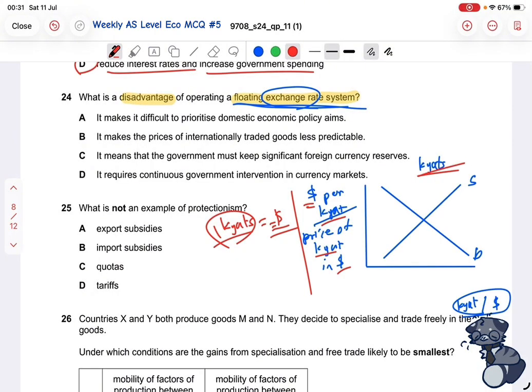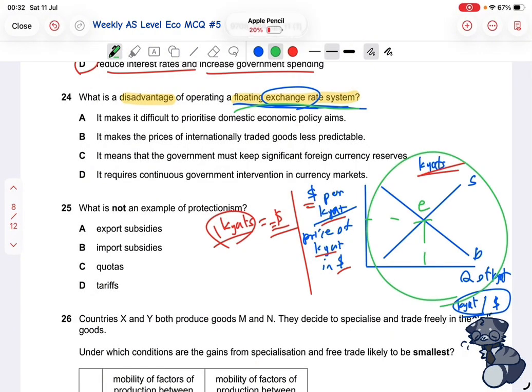And now down here, since it's the foreign exchange rate for kyats, we will be looking at the quantity of kyats. Right, so now we have our equilibrium point as well. So a floating exchange rate system is basically an exchange rate system where the price or the value of the exchange rate is determined by the forces of its foreign exchange markets, or the forces of its demand and supply.